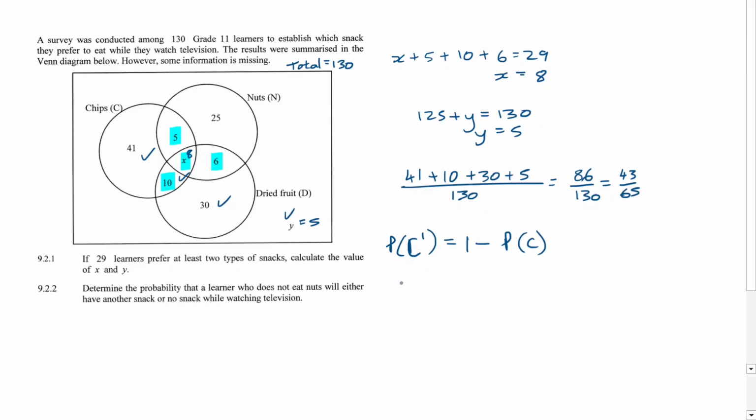Just be careful for questions that say, what's the number of people who like dried fruit only? Then instead of doing it as a probability, you just look who likes dried fruit only, and you just write it as a number, 30. I hope that was helpful as an example of Venn diagrams.